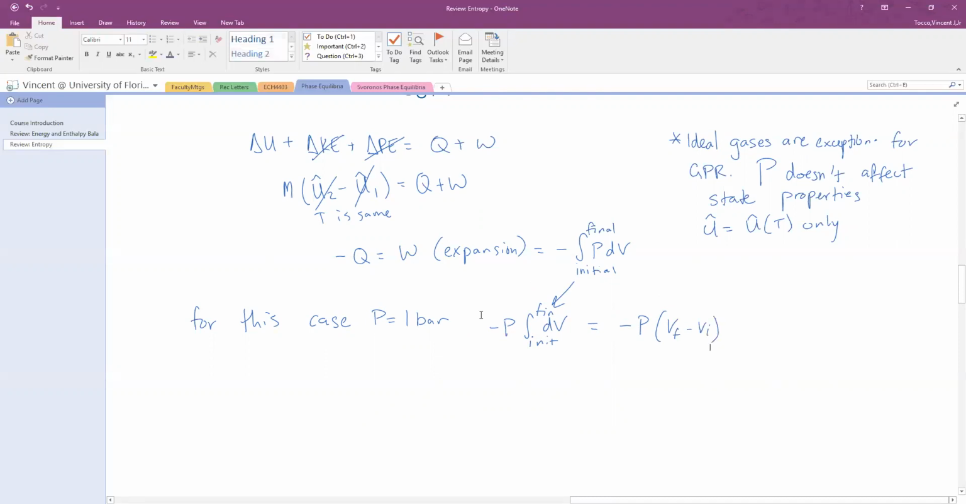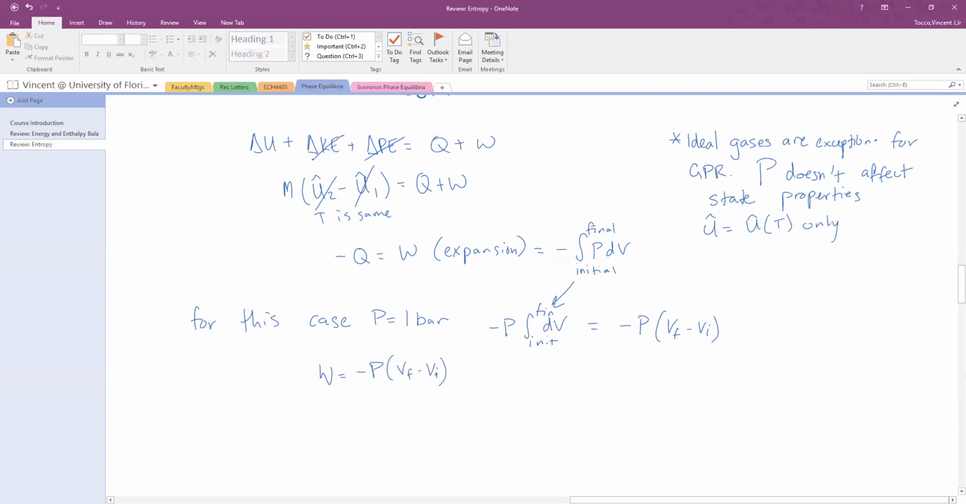Well, I guess the proper way to say it, not the integral of nothing, it's the integral of a constant, because we pulled the constant out of the integral. And no constant of integration either, because we have bounds on our integral. So this is a definite integral, not an indefinite integral. All right, so we're down to work is equal to minus P times V final minus V initial.